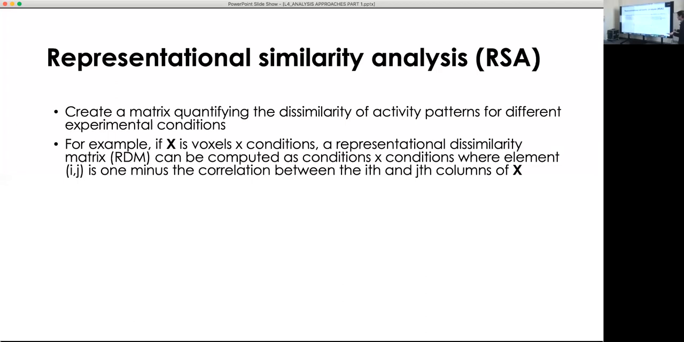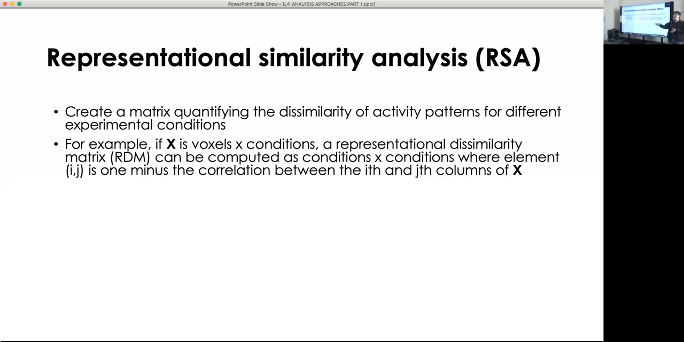And then all we're going to do is create a conditions by conditions matrix where element ij, so row i, column j, is just 1 minus the correlation. I'll talk about that in a second. Essentially, you look at columns i and j, which are just activity patterns. So the response to faces across 100 voxels, the response to places across the same 100 voxels, and you quantify the correlation. There's a typical measure, 1 minus the correlation. So let's think about what that means.